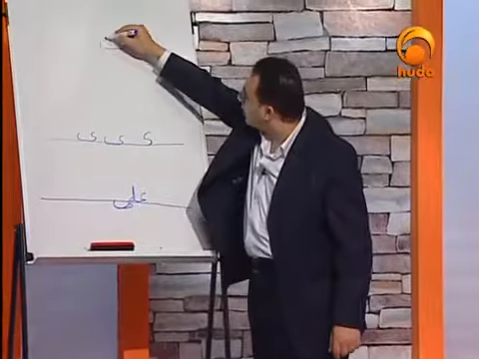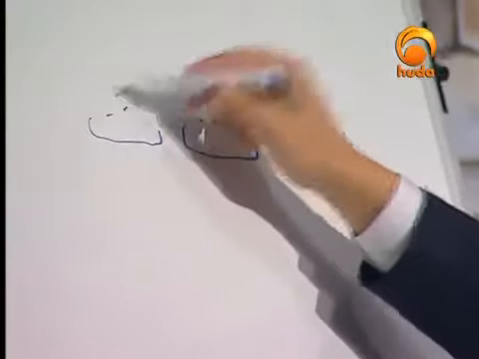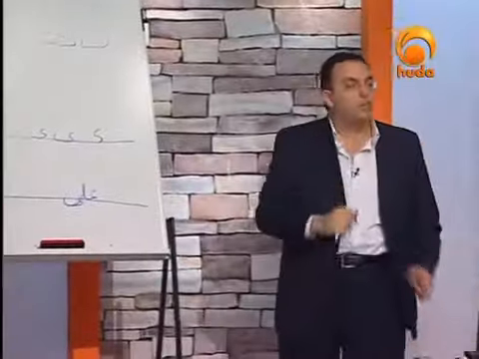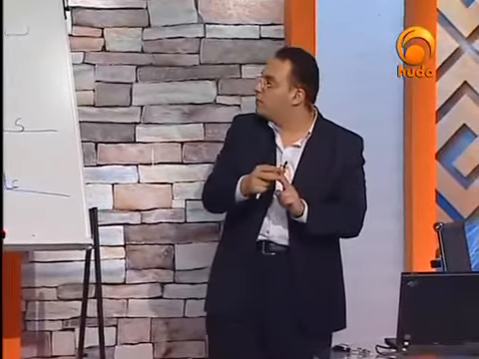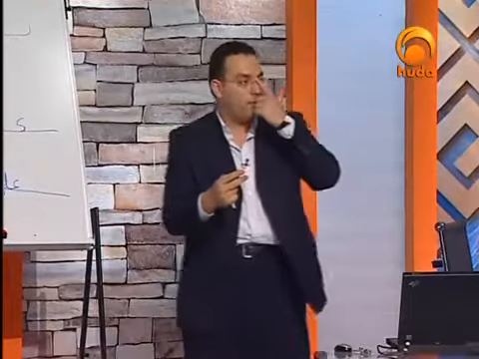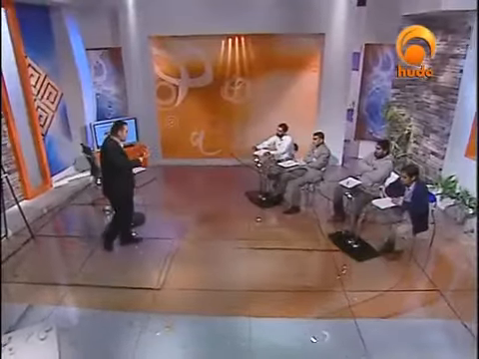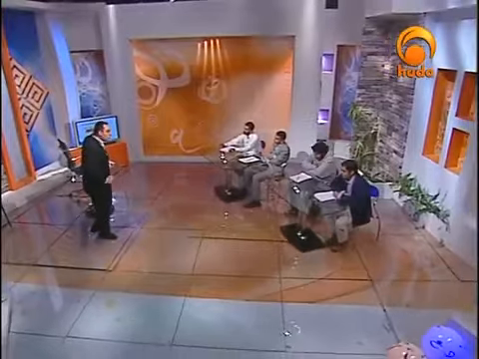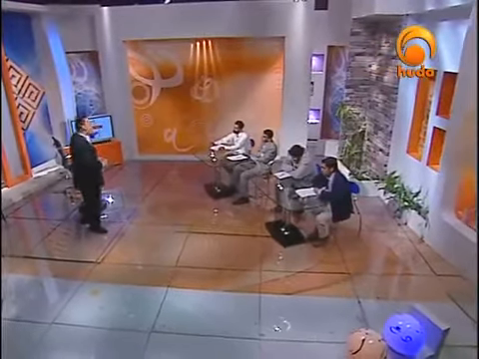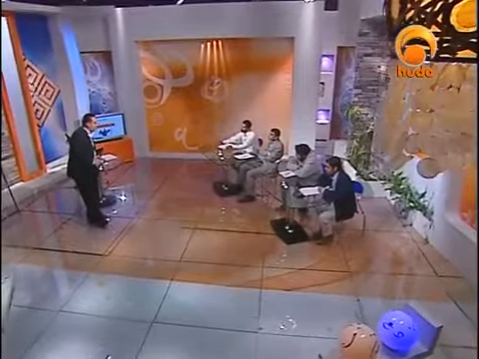Ba, ta, tha. Can you see that? Just 1 dot below is ba, 2 dots above is ta, and 3 dots is tha. When it comes to ya, we put just 2 dots below, not just 1 dot. And you have to remember, when ya comes in initial position, it must be connected. We never have ya disconnected when it comes in initial position.